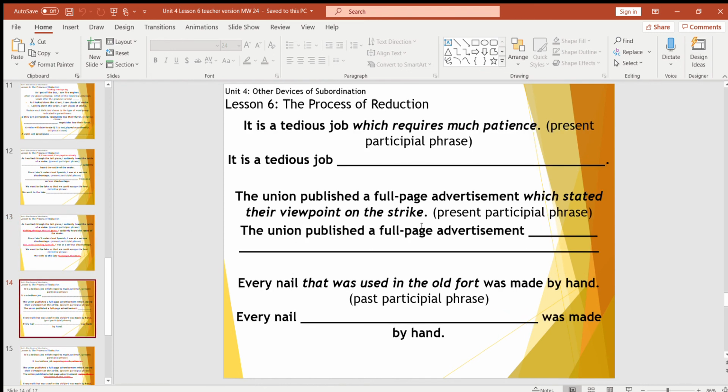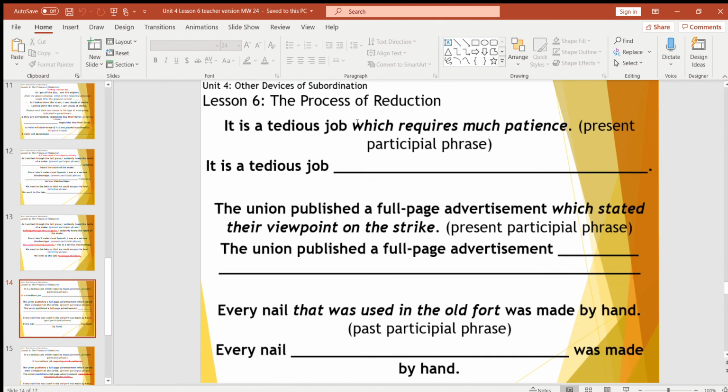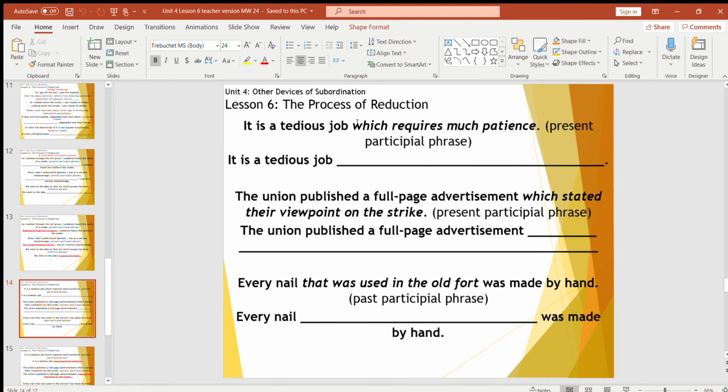Okay, cool. Present participle phrase for this one: a tedious job which requires much patience. I think they're talking about teaching. So what is the verb here that's going to become ing? Requires. So requires becomes requiring, right? It is a tedious job requiring much patience. Only took out one word in that case, but hey, that's still one less word that you need for your 200 word limit.